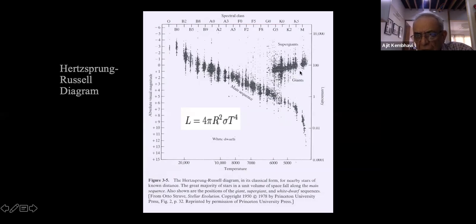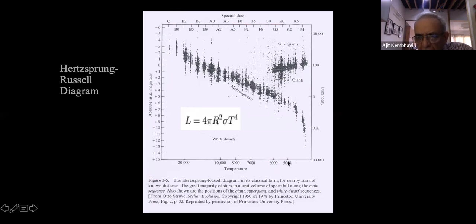Now, a vast majority of stars are on the main sequence, but you find this bunch of stars here, and you call them giants. There are stars here which are called supergiants, and stars here which are called white dwarfs. Let us see why you would call these stars giants. It's very interesting why they are called giants, but it follows entirely from the Stefan-Boltzmann law.